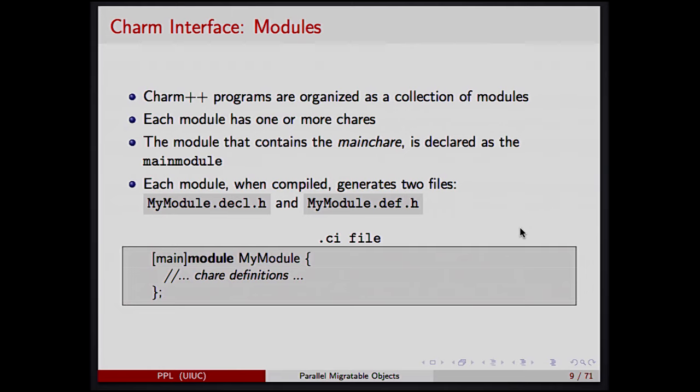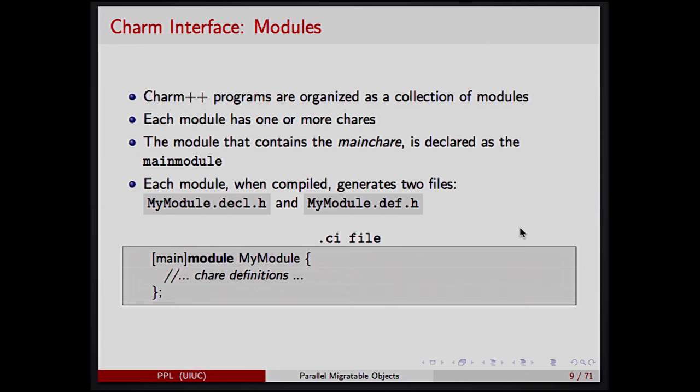All right, so we saw the example for module. Charm programs are organized as a collection of modules. Typically, one module is in one .ci file. The module that contains the main chare is declared as the main module. For now, let's have a simple assumption. There is one main chare and one main module, one class of which an instance gets created. That's your main chare. And the module that includes that is the main module.